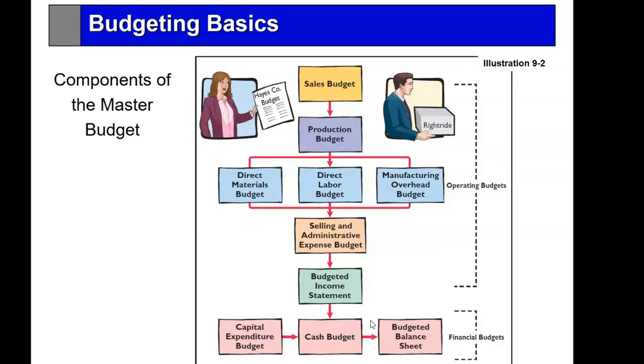Once I have the cash budget, I can proceed to do a budgeted balance sheet: cash, accounts receivable, inventory, accounts payable, and the capital. So I can do what's called a forecasted balance sheet or a budgeted balance sheet. Now, for our purposes, the master budget we concern ourselves with is the operating budget here, down to the budgeted income statement, and the cash budget. Any questions? All right.